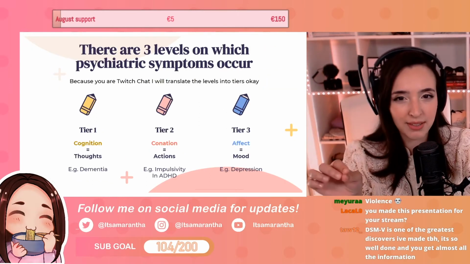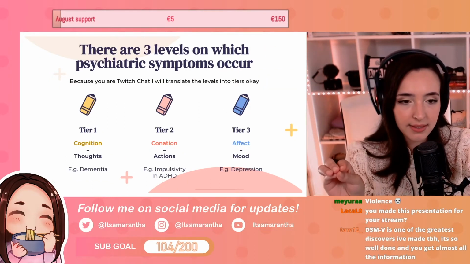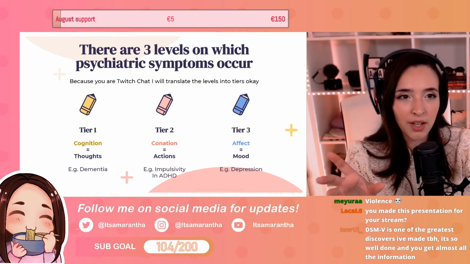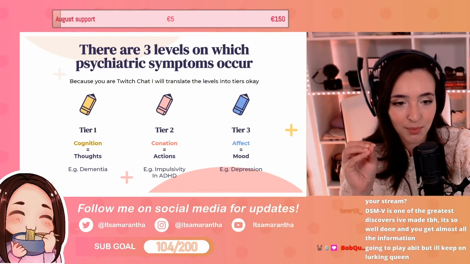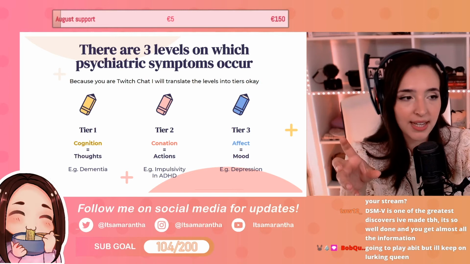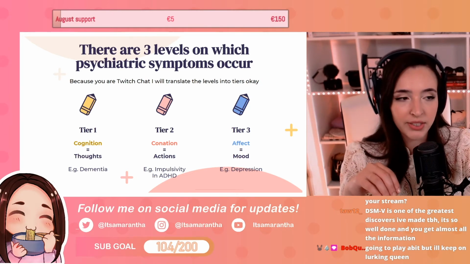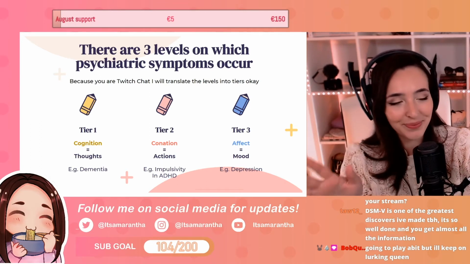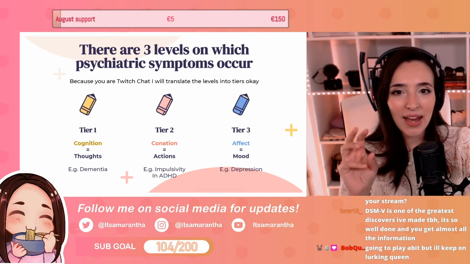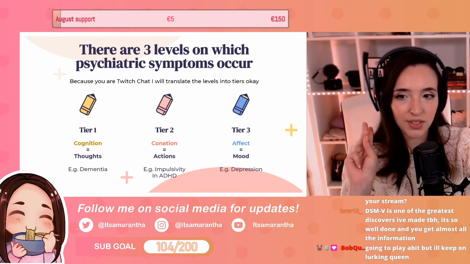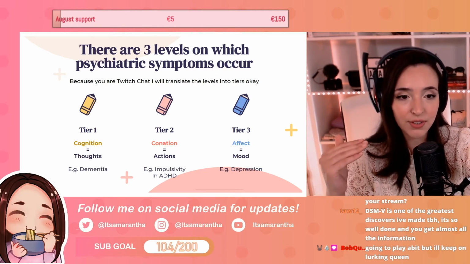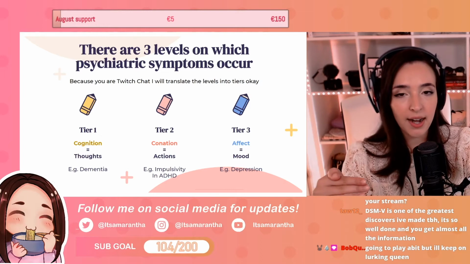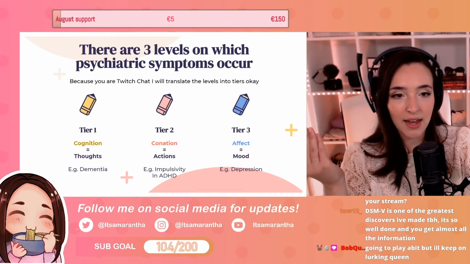Maybe this is the most important slide, because if you get this slide, you will understand mental illness so much better from a medical standpoint, okay? Not from a psychological standpoint, but from a medical standpoint. So I made this little joke. Obviously, there's no tier 1, tier 2, and tier 3, but whatever. So you have three very important ones, which is cognition, conation, and affect. And those three are like the three levels in your brain where medical illness might manifest.